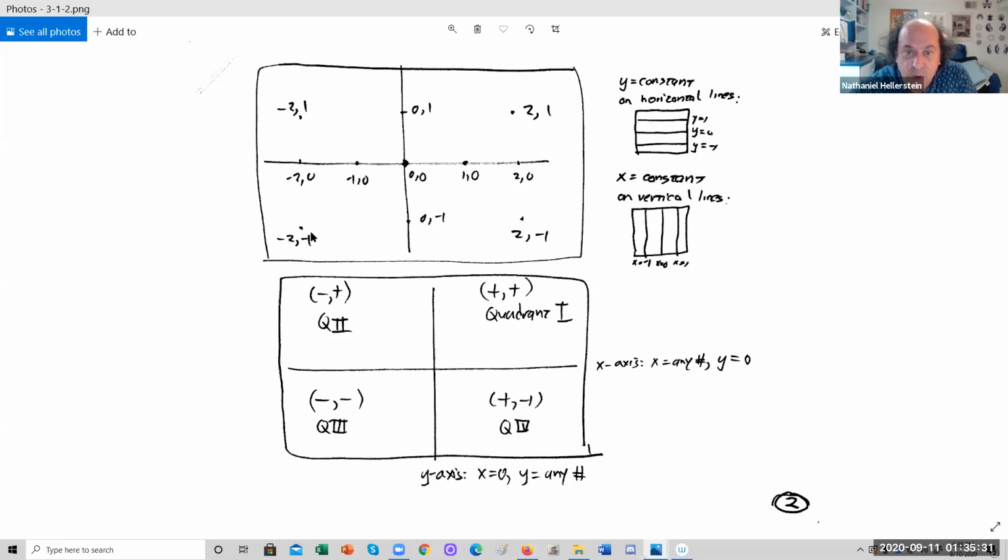Y equals negative 1 corresponds to all the points here on this line where we take the x-axis and lower it by 1. So y equals constant corresponds to a horizontal line. X equals constant is a vertical line. On this y-axis, x is always 0. X equals 1 on every point on this vertical line. X equals 2 on every point on this vertical line. X equals negative 2 on this vertical line, and so on.